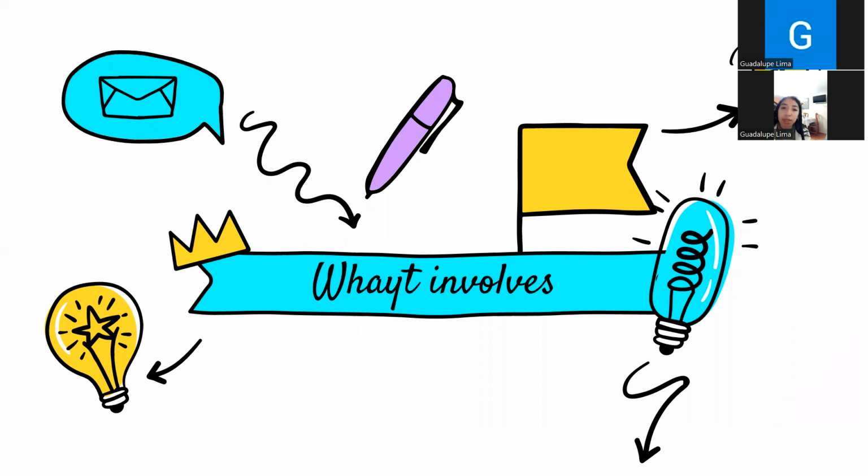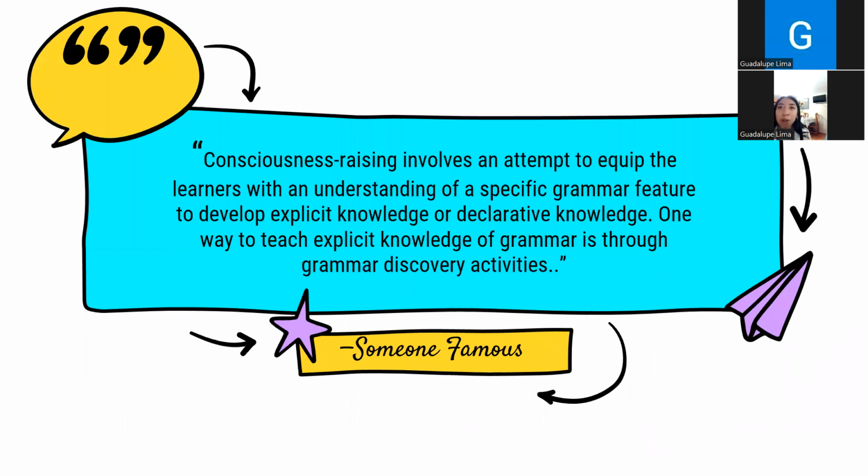And what does the consciousness raising approach to teach English involve? The consciousness raising approach involves the next. Consciousness raising involves an attempt to equip the learners with an understanding of a specific grammar feature to develop explicit knowledge. One way to teach explicit knowledge of grammar is through grammar discovery activities.